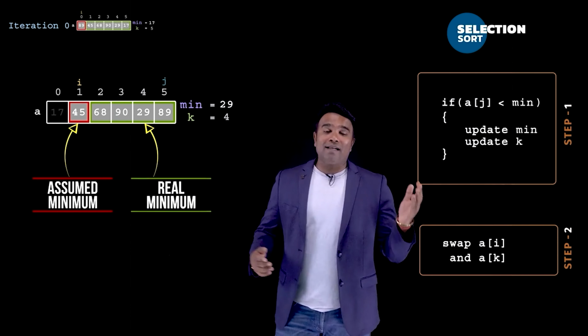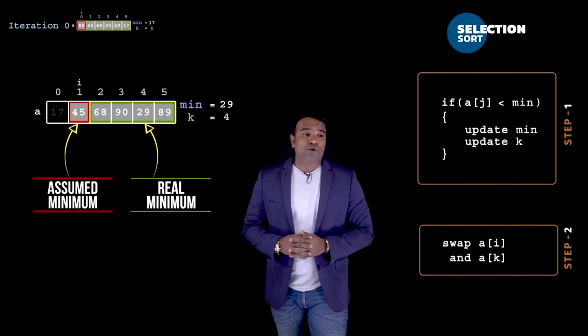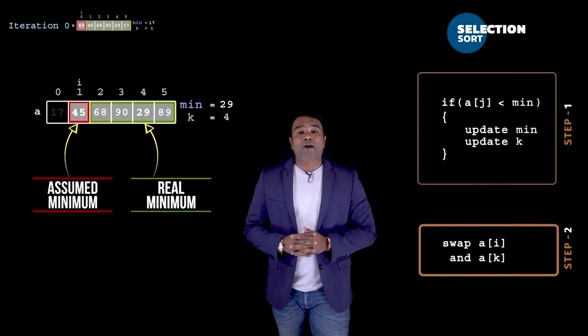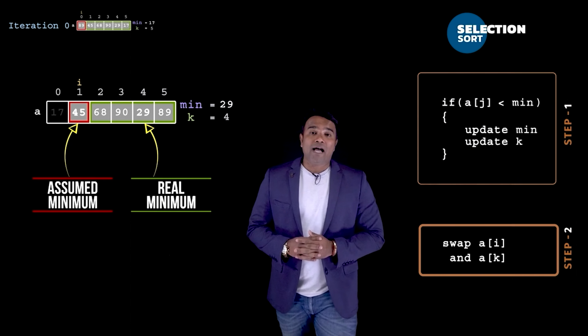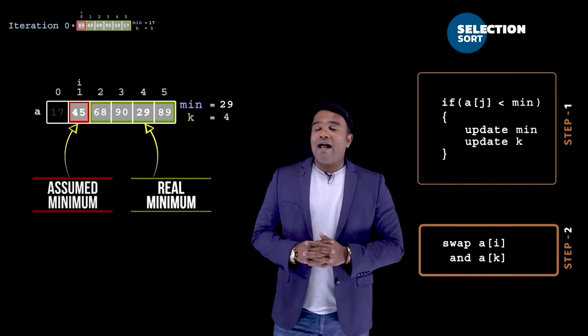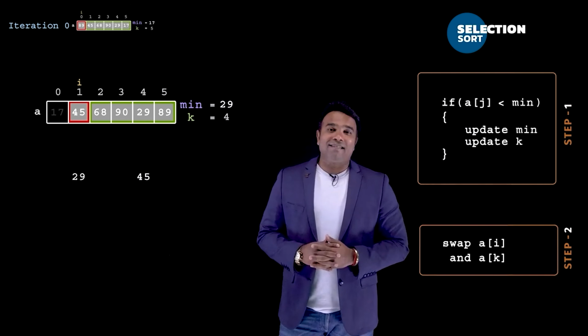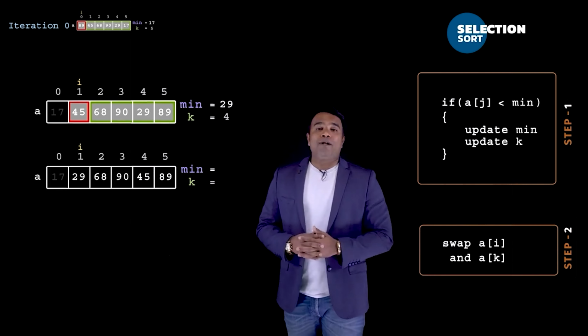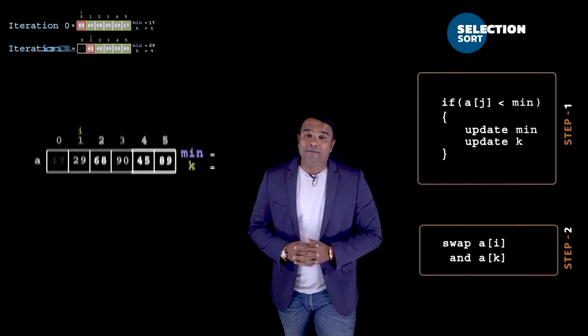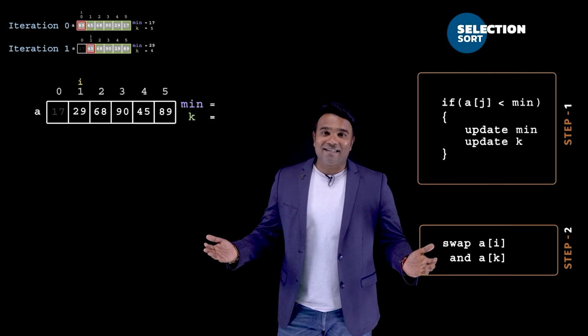So you know that the next step, what I really have to do is to swap a of i and a of k, which means I need to swap 45 and 29 like this, and the remaining numbers would remain as they are. Anyway, I will have to proceed to the next iteration.